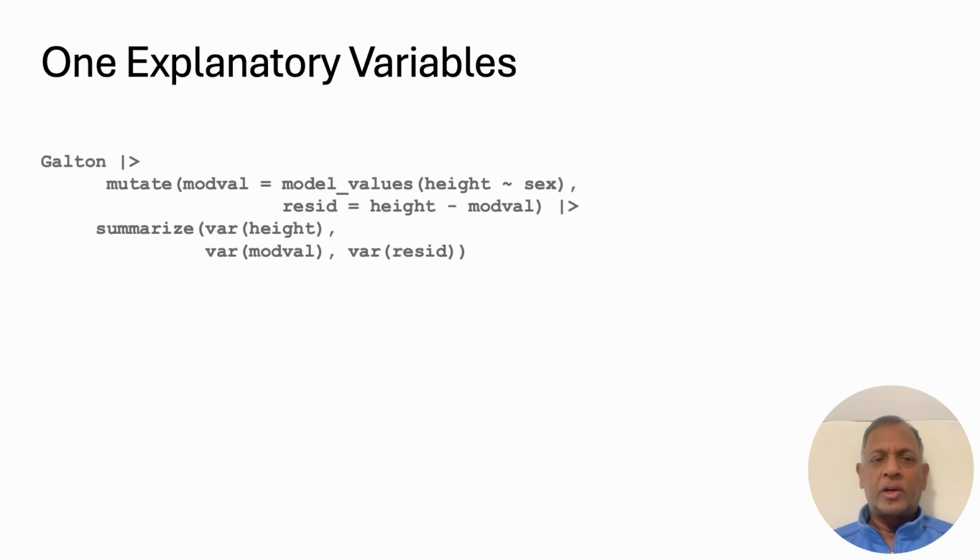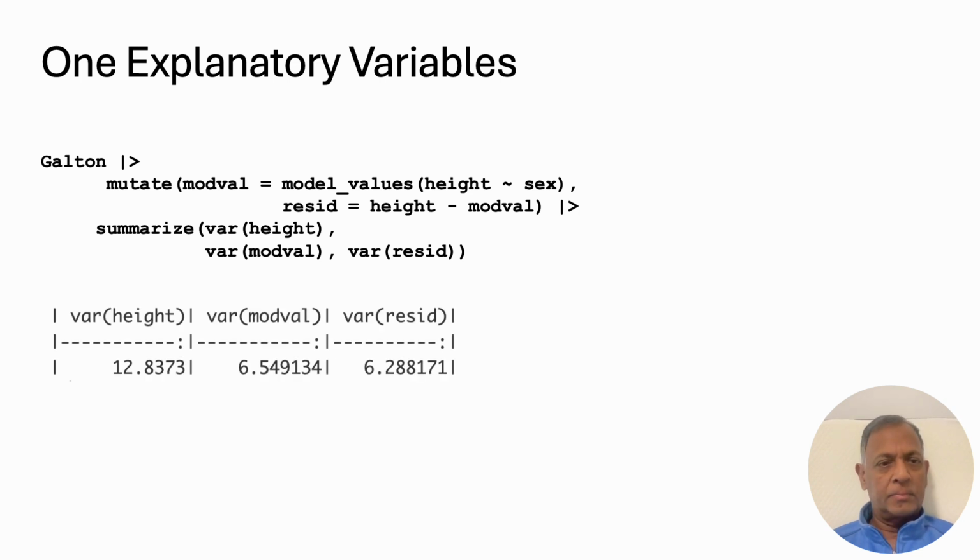Let's consider one explanatory variable, namely sex. Once again, we add the model values, which is a function that will do all the work. We don't need to worry about doing the underlying work. Height tilde sex. We already know that in this case, the model value will be, if the sex is male, the average height of males. If the sex is female, the average height of females. So it's going to do all that computation. It knows how to do that. So you put it in mod value, and then we look at residuals, and then we compute the three variances.